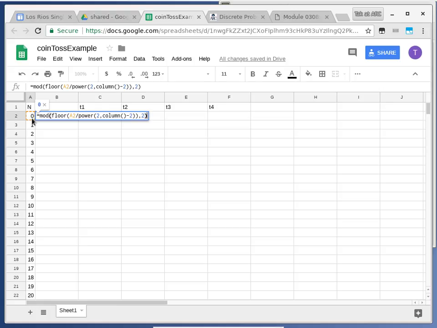Say that one more time. You said column minus 2. Yes. Because column A will return a value of 1, column B returns a value of 2. But I want my powers of 2 to start with power of 0, so that's why I have to offset it by 2. Is that okay?